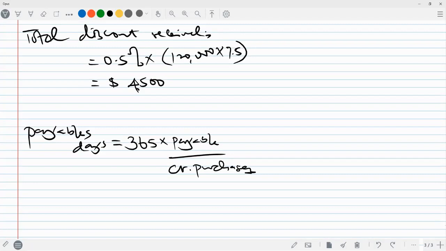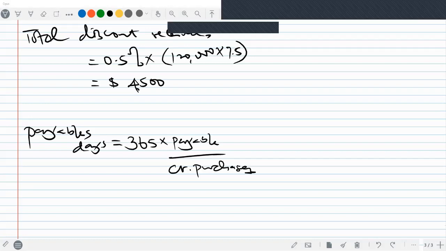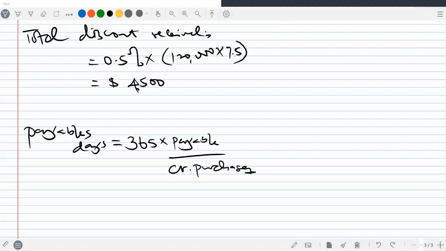The current terms are payment in full within 90 days. We can see that in the first paragraph there. So here is an assumption: we assume the company actually sticks to the agreement they have with the supplier. They pay in the 90 days. So you have the days.